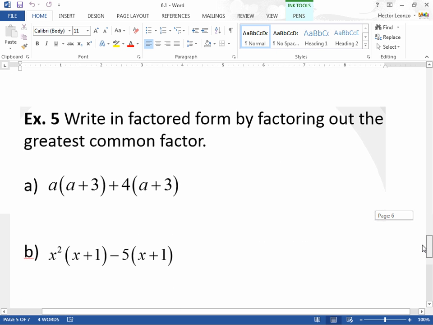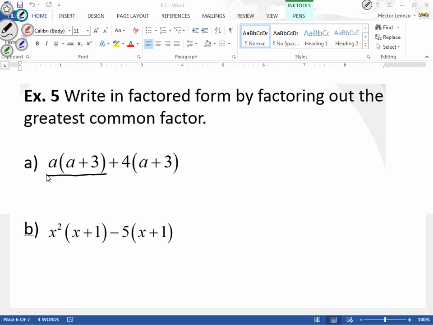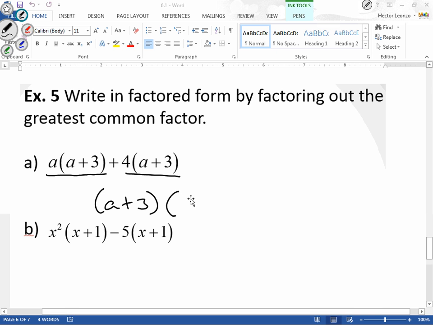Now, let's see. Write in factored form by factoring the greatest common factor. In this case, I see the first term, and I'm going to call it all one term because of the parentheses. It's all combined. I see this one and the second term, and they have a common parentheses. What they have in common is a plus 3. So when I do my factors, I'm going to factor out the a plus 3. So basically, I take it out, and inside parentheses, I'm going to have a plus 4.